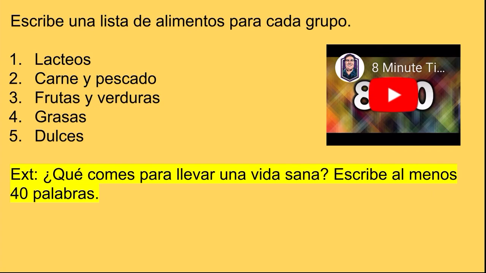So, for the numbers 1 to 5, you're going to write a list of foods that go with each group. So the example I gave was for group number 3, fruit and vegetables. And I said you could do apples or strawberries, manzanas or fresas. You can use the vocab from the previous slides to help you. I would spend around 8 minutes doing that. So again, you just need to pause the video and then you can carry on.